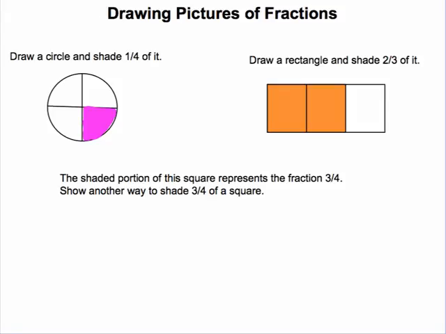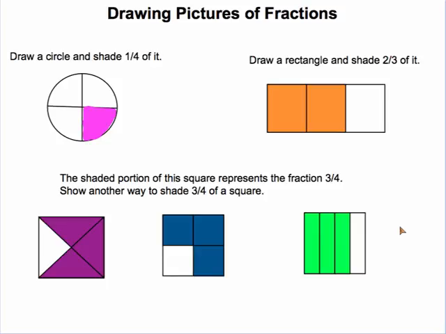Let's try one more. The shaded portion of this square represents 3/4. Show me another way to shade 3/4 of the square. Pause the video. Here are 2 examples of how you could have shaded 3/4 of this square.